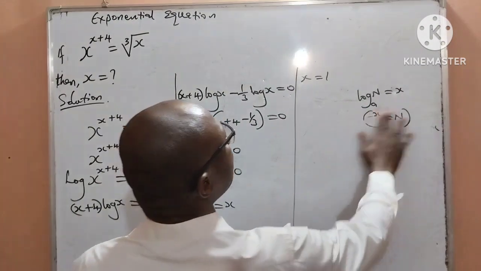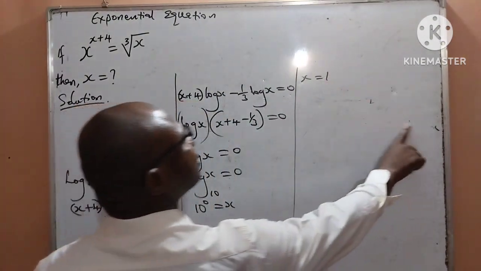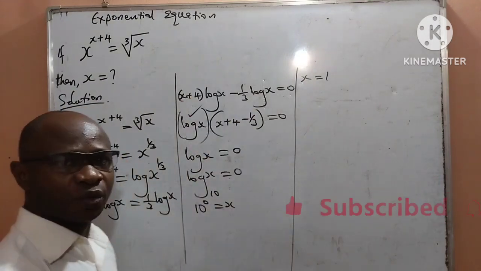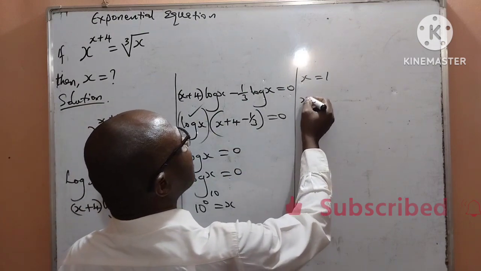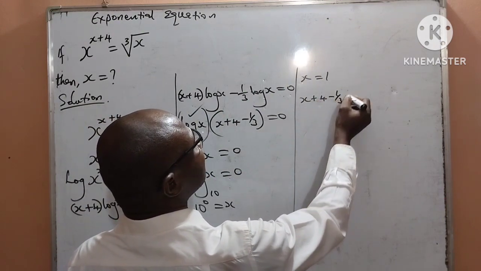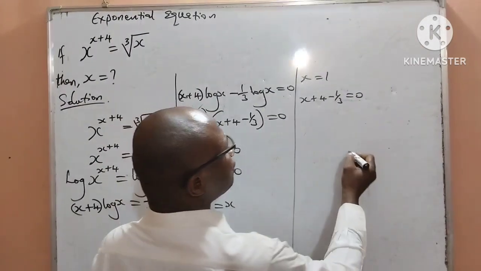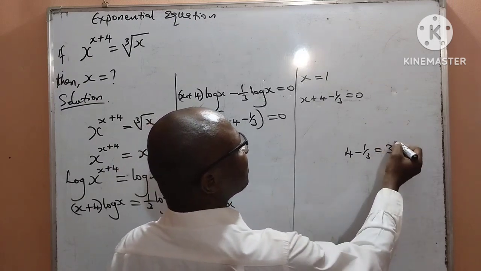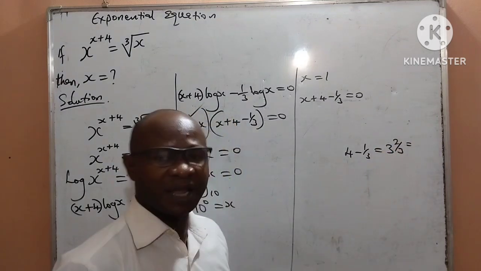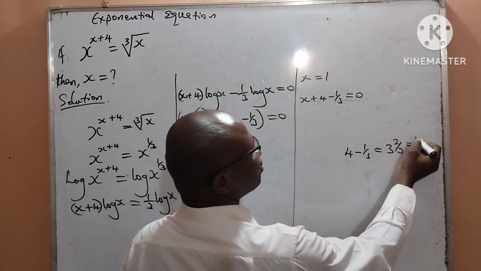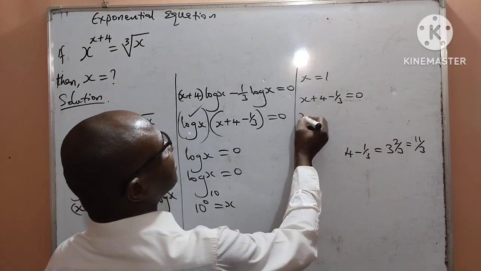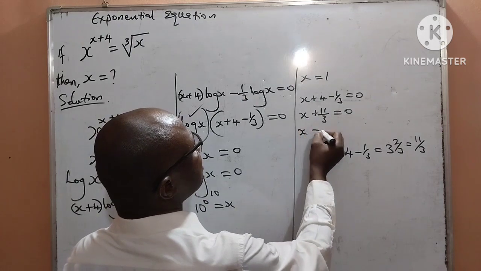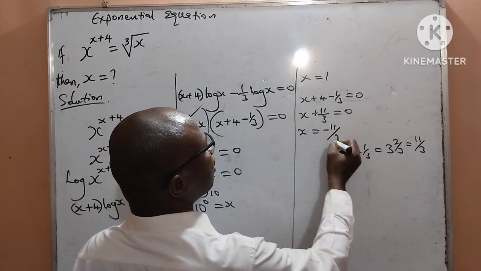Okay, moving forward, I have gotten the value of x from the first bracket. From the second bracket, I have x plus 4 minus 1 over 3 is also equal to 0. But you know that 4 minus 1 over 3 is the same thing as 3 whole number, then 2 over 3. Putting it as an improper fraction, that becomes 3 times 3 plus 2, which is equal to 11 all over 3. We can now write x plus 11 over 3 is equal to 0, implying that x is equal to negative 11 all over 3.